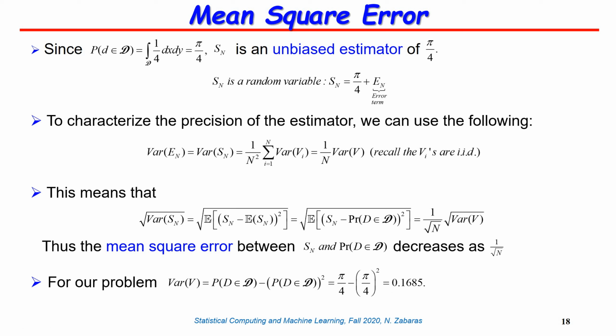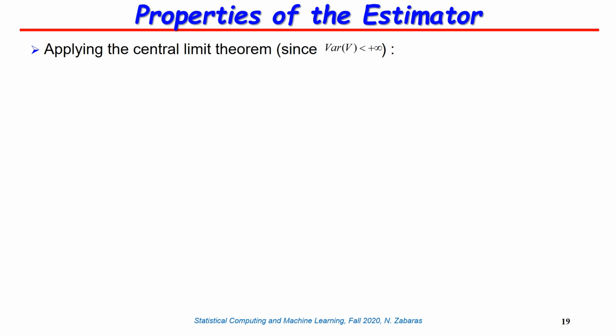In other cases where you cannot compute the variance of V analytically, we will see how to approximate this with Monte Carlo, and you can actually start guessing that the approximation would be nothing else but the sample variance. So you can compute this directly from your samples. Okay, so let's see some nice properties of this estimator.